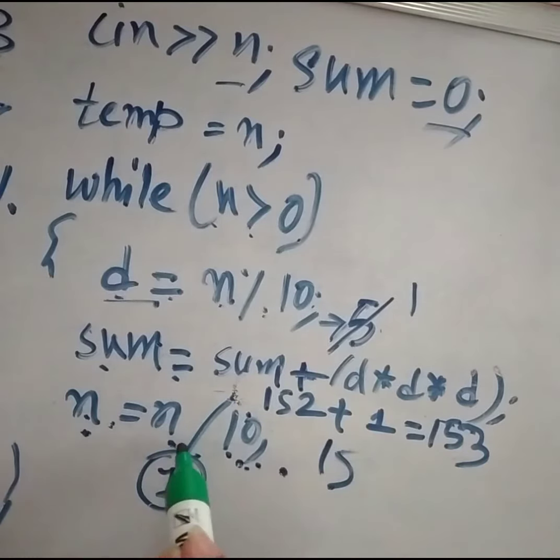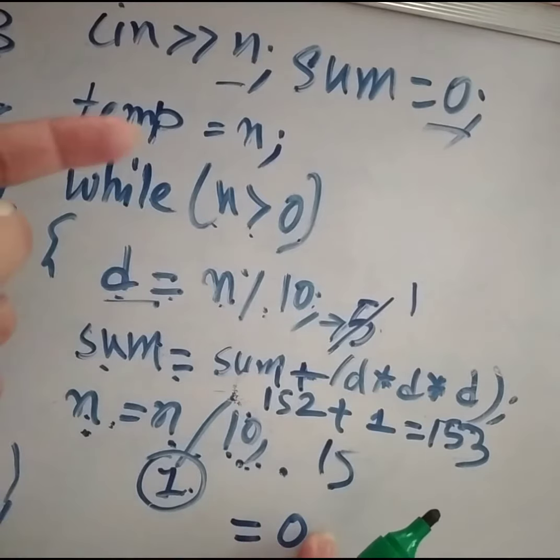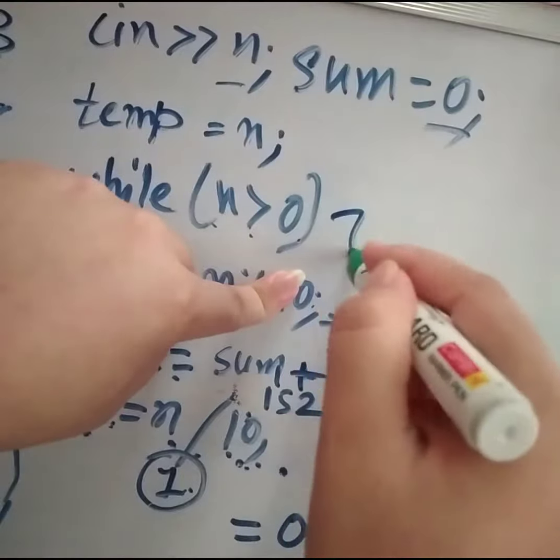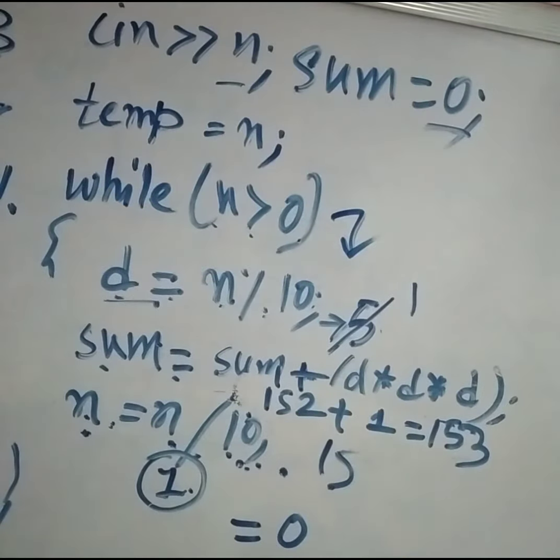Now n is equal to n by 10. What was n? n was 1, right? 1 by 10 will give you 0. Now the value of n is 0. We'll go to the next iteration. Is 0 greater than 0? False, so it will not enter the loop. The loop is over, and we got the sum value finally as 153.